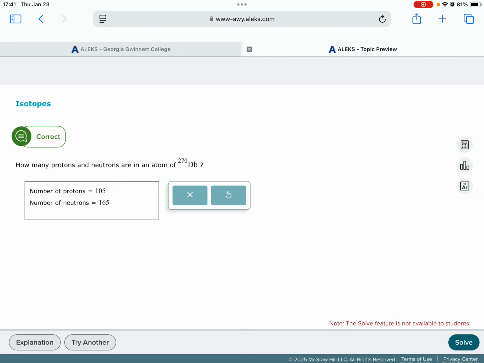All right, hope that helps. Trying to keep this video short. I think you got the main point. That number up in the top left-hand corner is the number of protons plus neutrons. And the number of protons is the atomic number. Good luck.